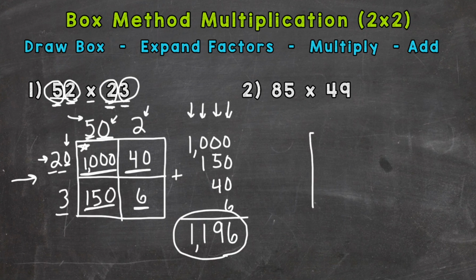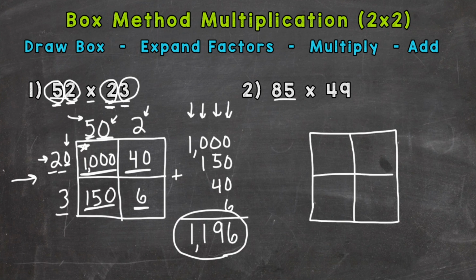And we'll start by drawing our box. And we'll split into two sections going this way because 85 has 2 digits, and then we will split in two sections this way because 49 has 2 digits. So now that we have our box drawn, we expand our factors. So the 8 here has a value of 80, and the 5 here has a value of 5. Now 49, the 4 has a value of 40, and the 9 has a value of 9. So our factors are expanded out, and we are ready to multiply.